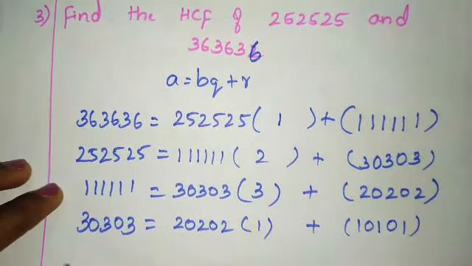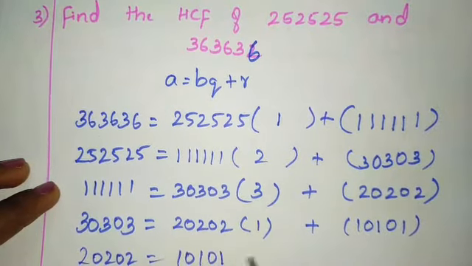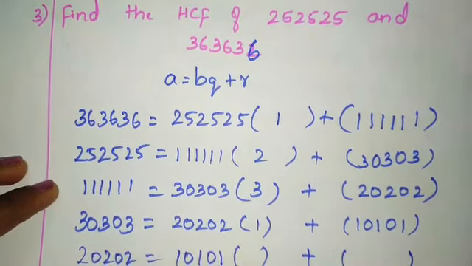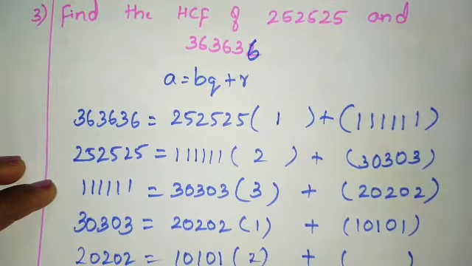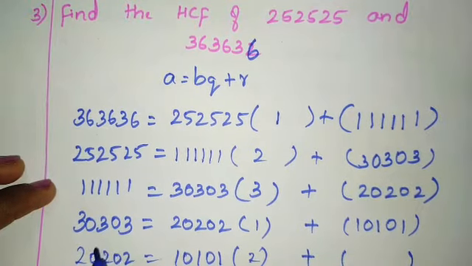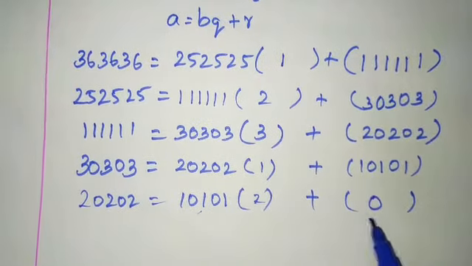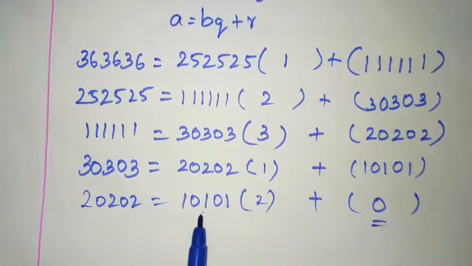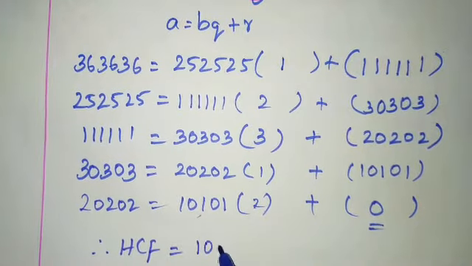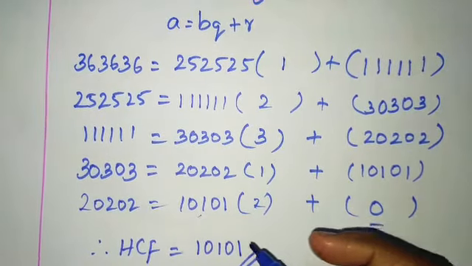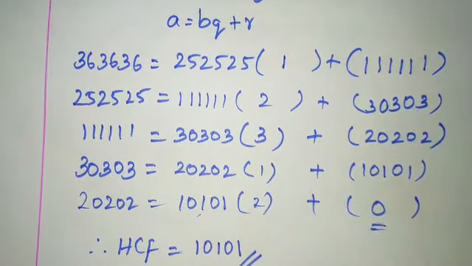Now you take 20202 equals 10101 into something, you will get some remainder. If you take 2s, 2 1s are 2, 2 0s are 0, so directly you will get this. The remainder is 0. If you get 0 remainder, stop there, and this will be your HCF. Therefore HCF, highest common factor, is equal to 10101. You can do this using the prime factorization method also. Now we'll see the next sum.